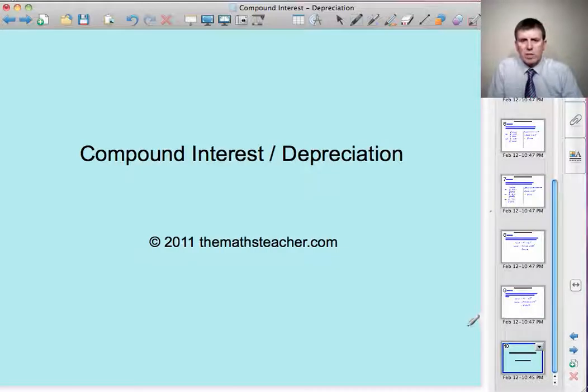Right, that concludes this lesson on compound interest and depreciation. You'll now find an exercise with plenty of questions on both techniques.